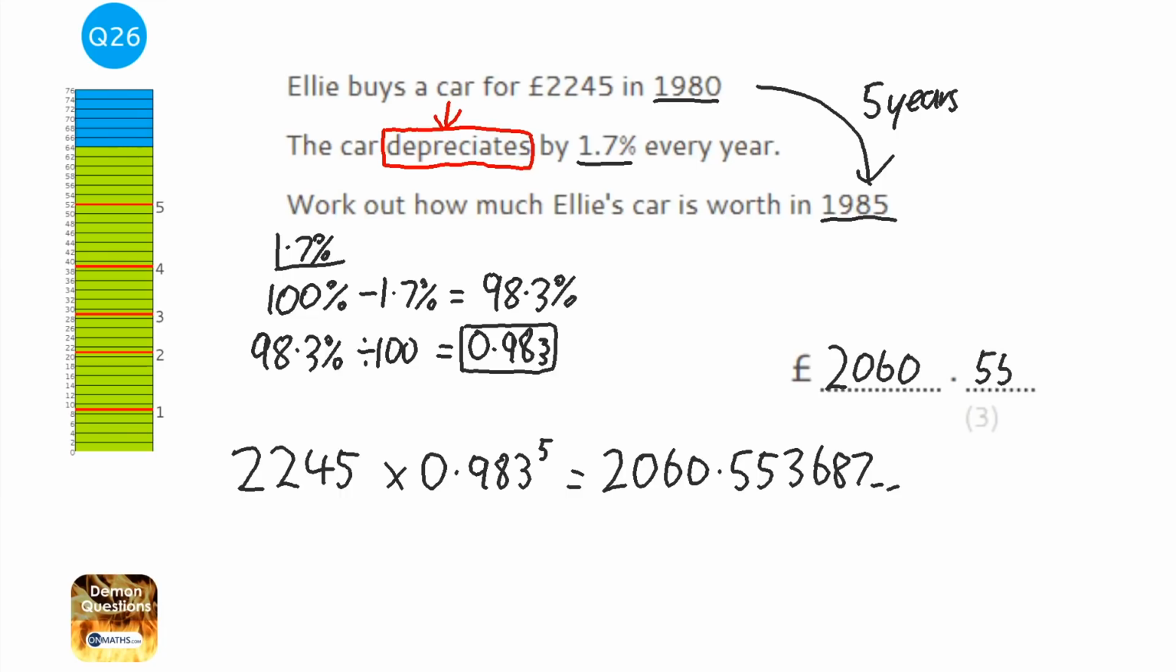Okay, so because it's money, it's going to be 2 decimal places, so that's going to be 55. Now last thing is just to check your answer makes sense. Well, the car was worth 2245. It has depreciated, but not by very much. 1.7% is not very much, so it's gone down. And it's lost about, say, roughly £200. So the answer makes sense.